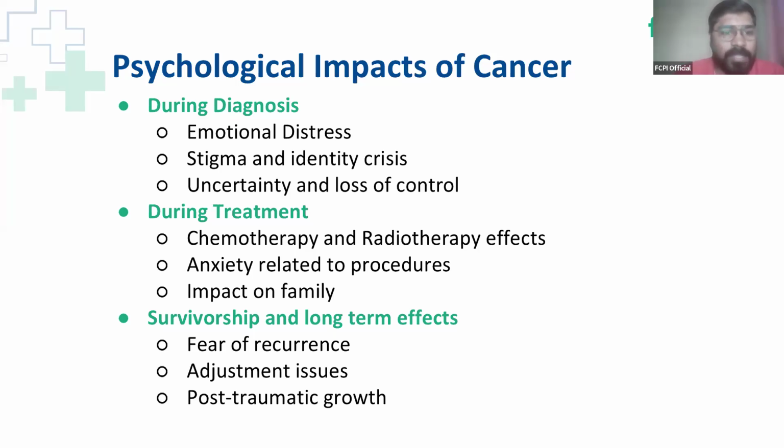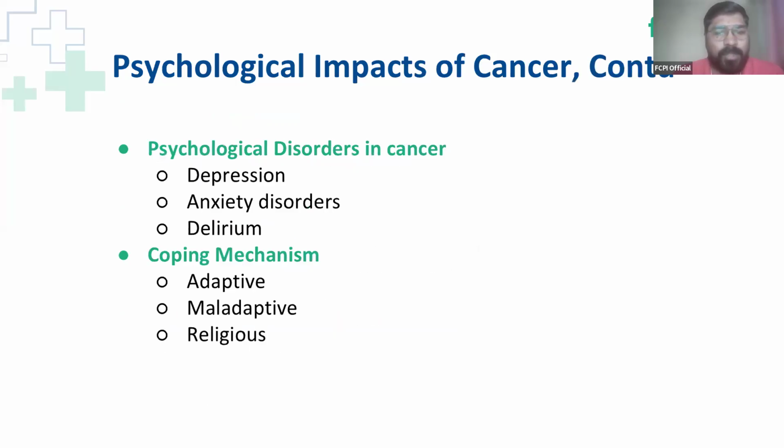And coming to survivorship and long term effects, the first thing is the fear of recurrence, which is the most common. And adjustment issues. They'll have difficulties in returning to their work and relationship status. They also have fertility issues, because some chemotherapies affect their fertility. And post traumatic growth, where some patients have greater appreciation of life and improved priorities.